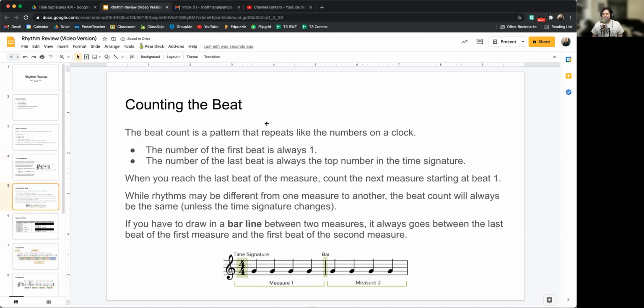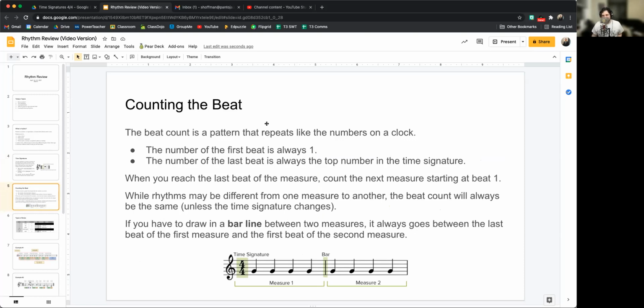There we go. Counting the beat. The beat count is a pattern. It repeats like the numbers on a clock. The first beat is always beat 1, and the number of the last beat is always the top number in the time signature because that's how many beats there are.